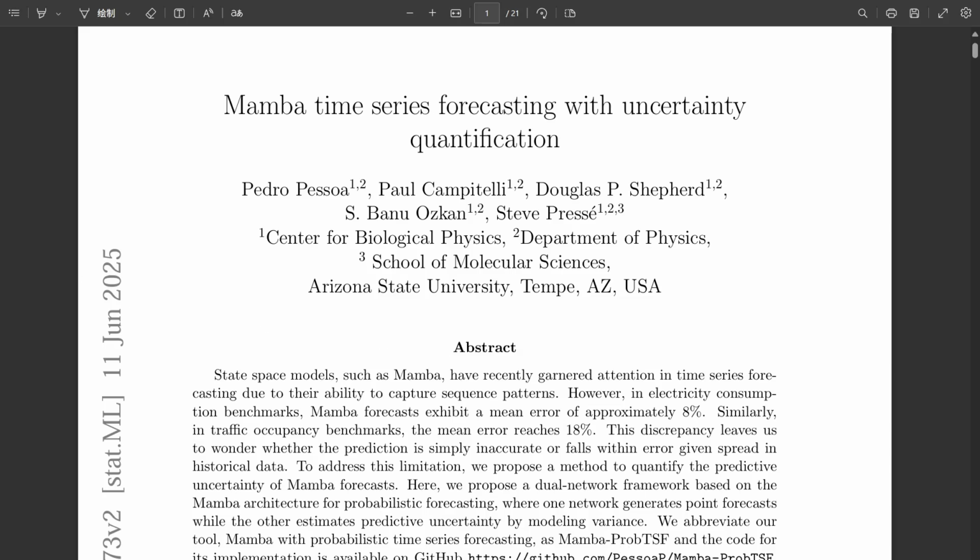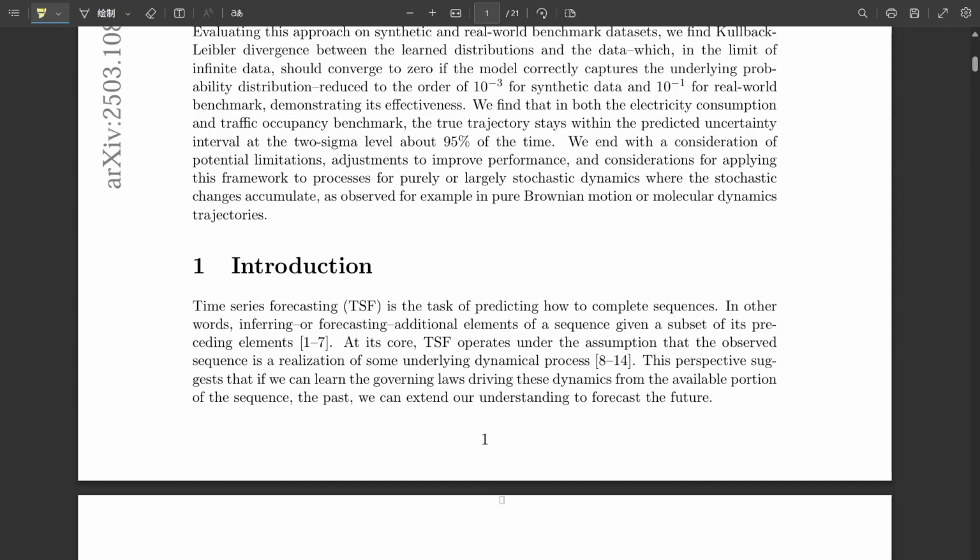Okay, let's dive in. Time series forecasting. It's just so fundamental, isn't it? Predicting the future based on the past. Absolutely. Think finance, climate, energy demand. It's everywhere. And usually, these powerful models spit out just one number, right?